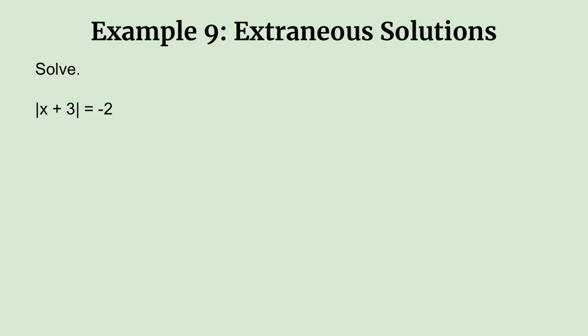This one, I don't think you have to do a whole lot of work on, because what's the definition of an absolute value? It can't be negative. It makes everything positive. Is there any way to get a negative number when there's only an absolute value on the left side? No. So no solutions. There's nothing you can plug in to make that work.